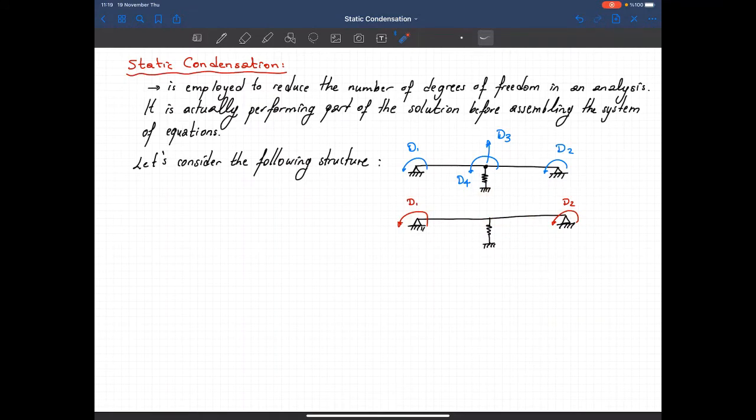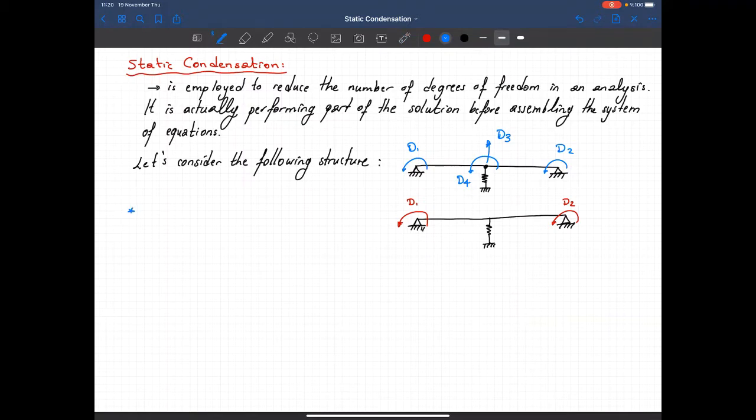So in other words, if you come back to our original structure, in the original case, there are 4 degrees of freedom, but I want to condense out the effect of these two and represent the behavior of this structure with only these two. This is what we call the static condensation. So how do we do that?